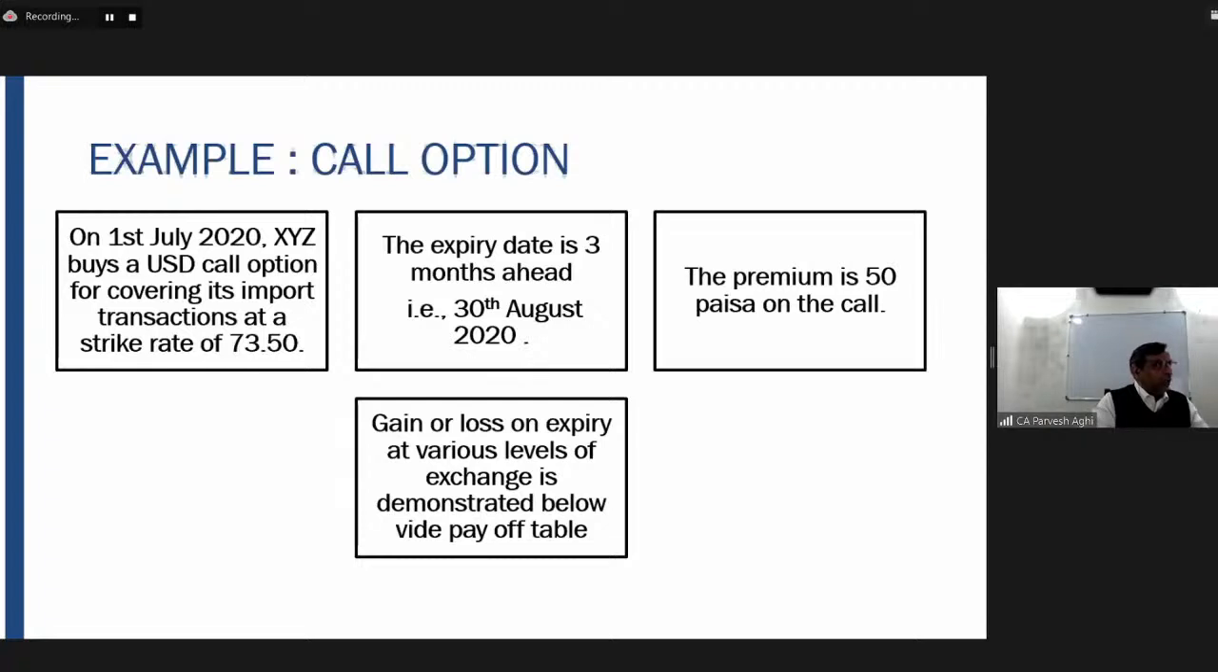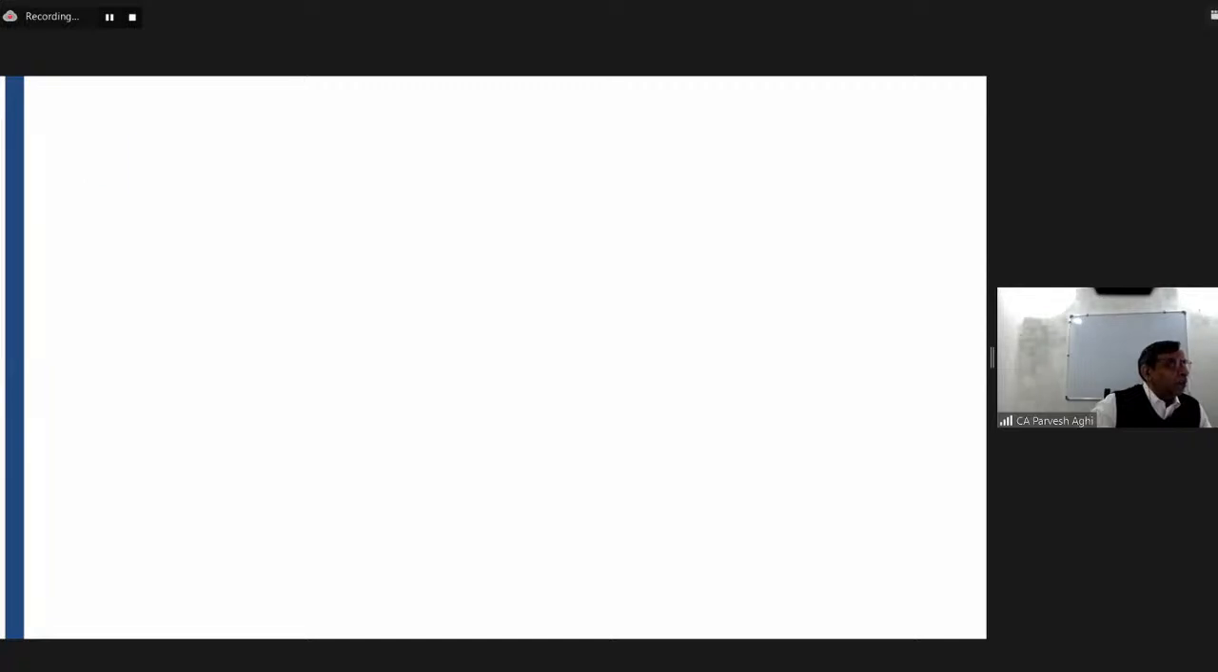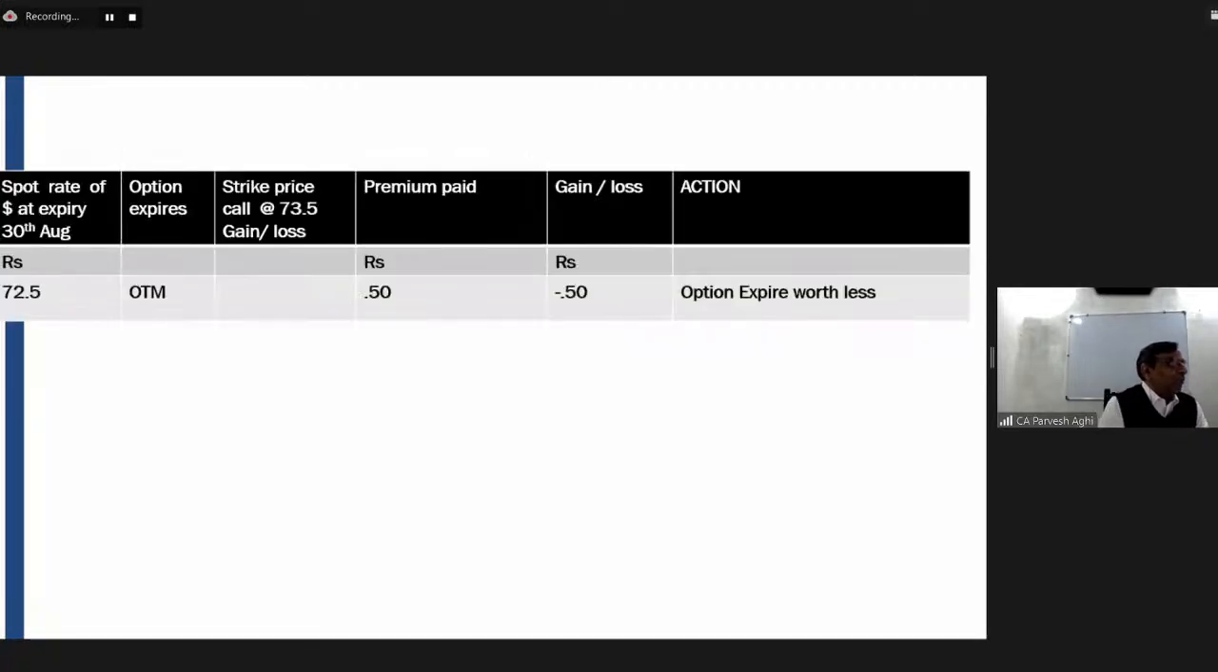Let's understand, at different prices, if the actual spot price happens to be at certain levels, how much money you will be making. What will happen to the fate of this call option? Look at the extreme left of this table: the spot rate of the dollar at expiry on 30th of August. This is the expiry date. Remember that you have chosen 73.50 as the strike price. Suppose it happens to be 72.5.